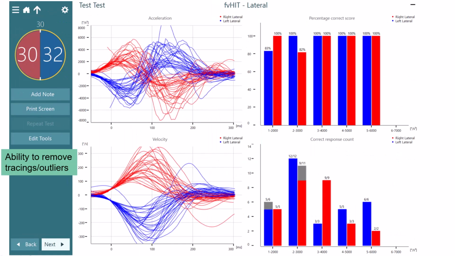And as a reminder, on the individual test page, this is really where you have the ability to look at the head tracings and the ability to edit or remove the tracings that may have not been a valid impulse or some outliers. So this is really where you can look a little bit more into what patients answered correctly and was it due to a poor head impulse. Maybe that would be a piece of data that I would remove from my summary.